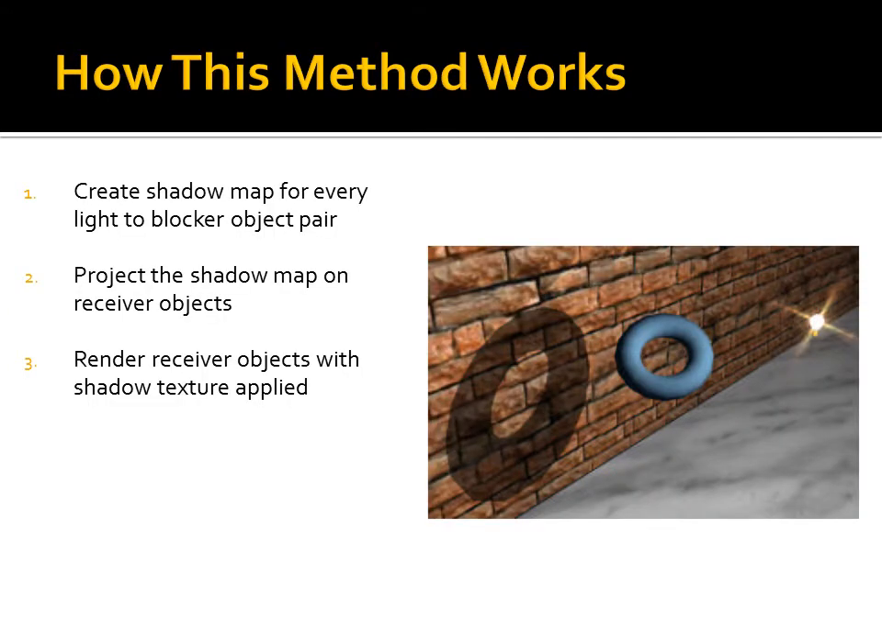Here are the steps for this algorithm. First, we'll create a shadow map for every light and blocker pair. So if you have two blockers and one light, you'll have two shadow maps. If you have two blockers, two lights, you'll have four shadow maps, and so on. Then you project the shadow maps onto the receiver object, and then you render the receiver objects with the texture applied.